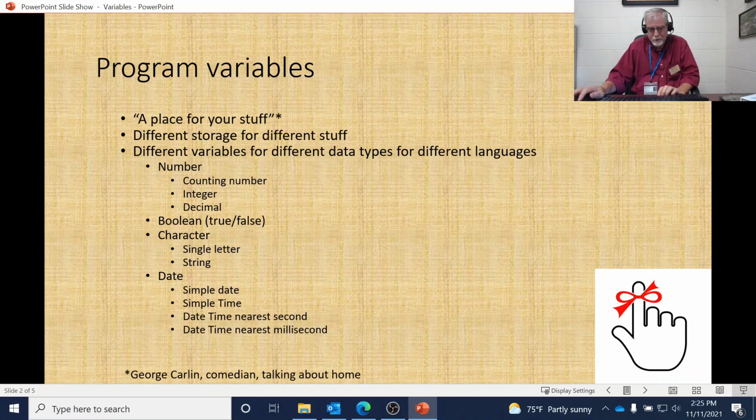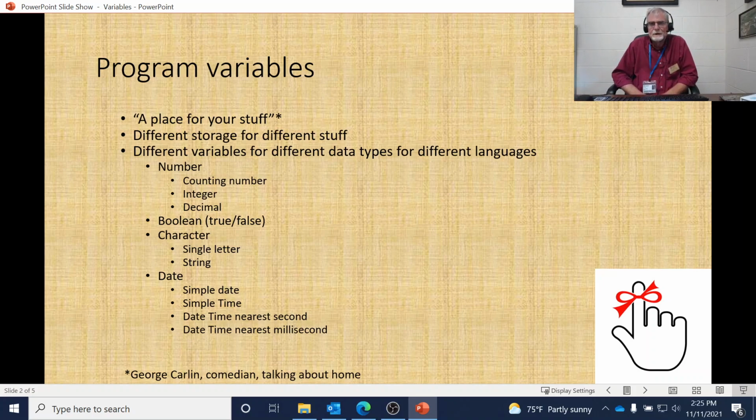You can have a character variable, which is a single character, like A through Z, or you can have strings, such as characters. Now, dates: we used to have just a simple date. Then you also had a time variable. Now you have a date-time variable to the nearest second. You can actually have one to the nearest millisecond.